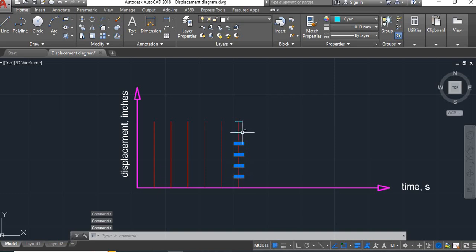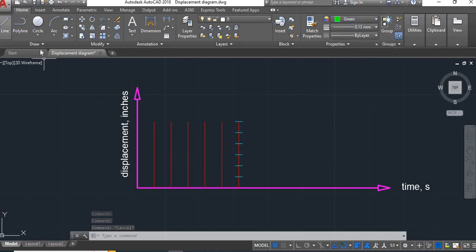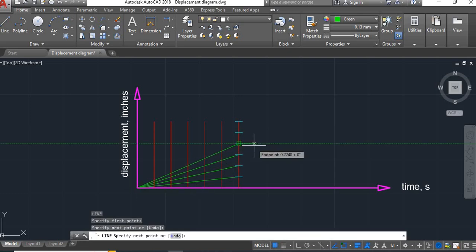Okay. Now we will draw another line, maybe green. We draw a line from the starting point of the follower here, the origin, to the first cyan line, like that. Okay, then continue.